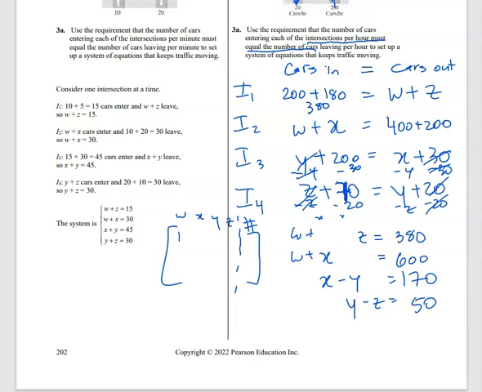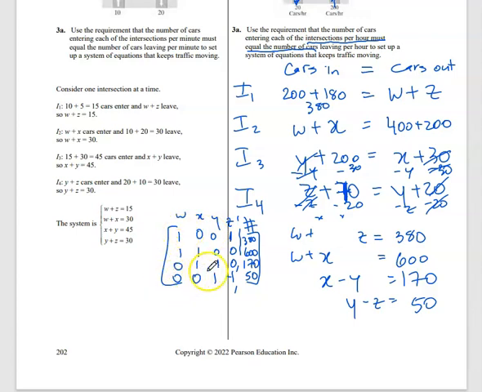We've got w, and I'm going to do just the first equation now. I'm going to make the augmented matrix. There are no x's, no y's, 1z equals 380. Then we've got w and x with no y or z, that equals 600. We have no w's, and then x and minus y, no z's, equals 170. Then we've got no w's, no x's, y minus z equals 50. And so this becomes our augmented matrix. Now let me put that in the calculator to solve it.